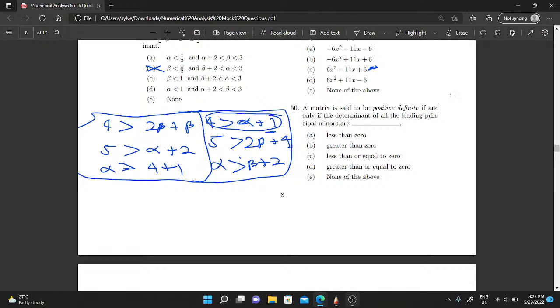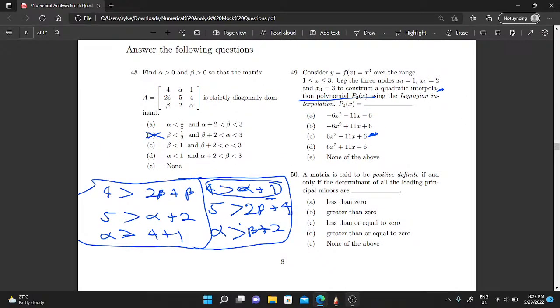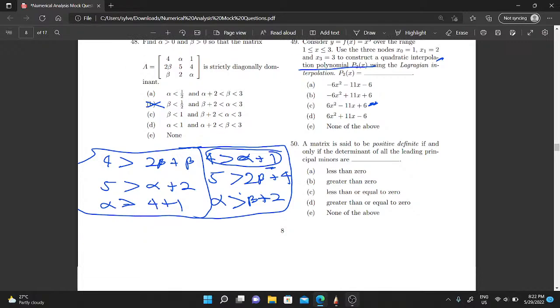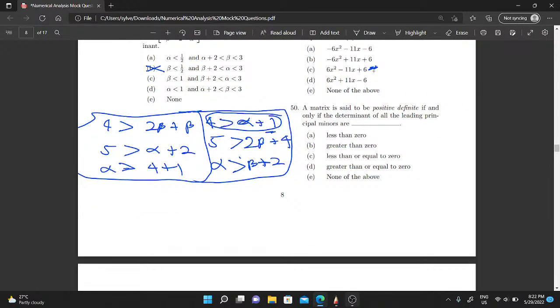So we saw number 49. We got our Lagrangian interpolation as C, 6x squared minus 11x plus 6. Please, in case you don't understand anything, send your comments in the comment section so that we will know the things you are having issues with, so that we will address them. All right, so the next question.